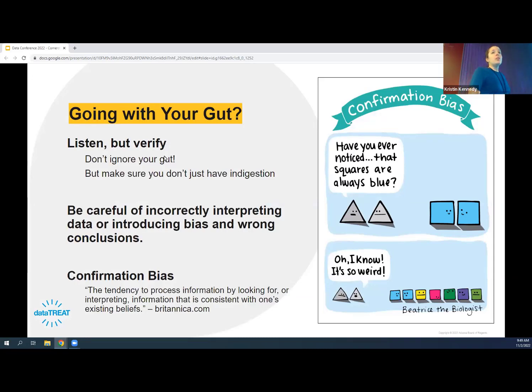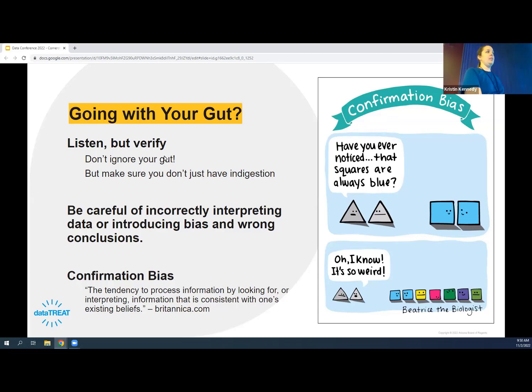So go with your gut, listen, but verify. Trust your gut, but then make sure it's not just indigestion, right? My husband and I also have a thing called trust but verify. If we're looking for something in the house, I'll ask him, did you look in the bedroom? And he goes, yeah. I will go back and look in the bedroom, and he's not upset because we work on a process of trust.